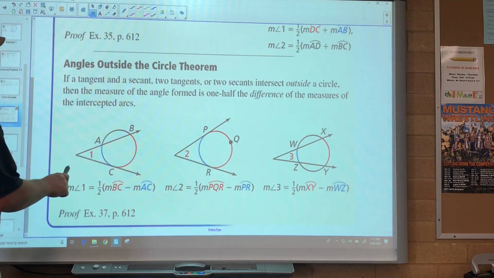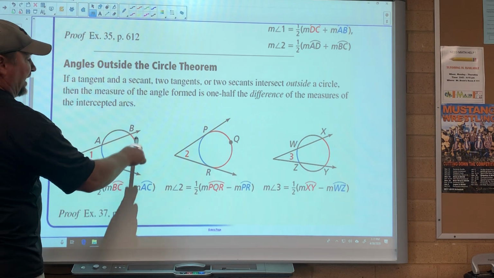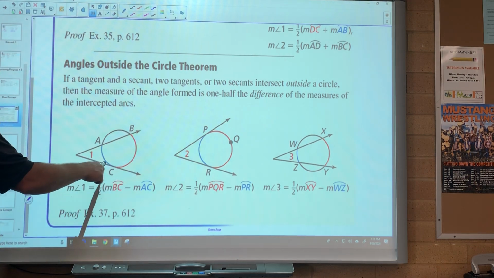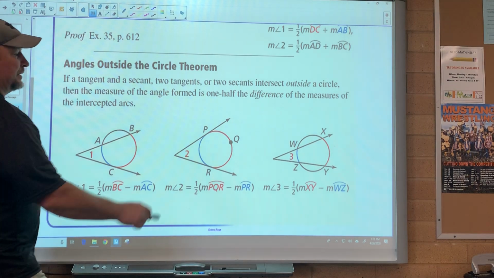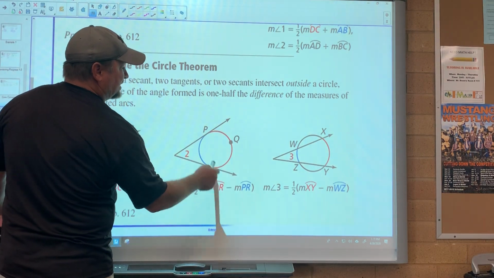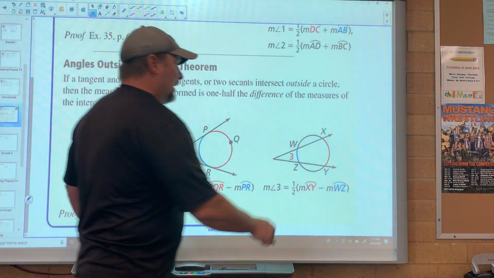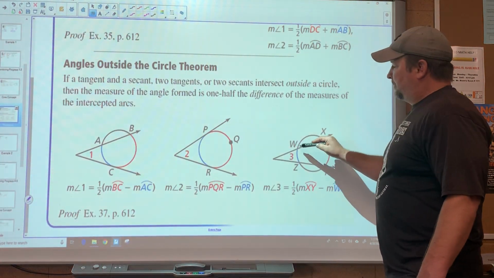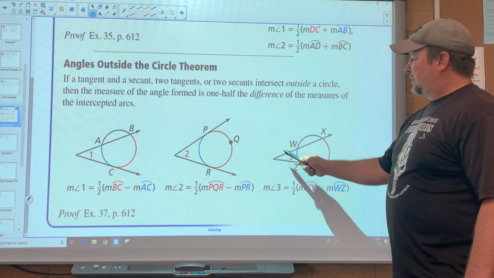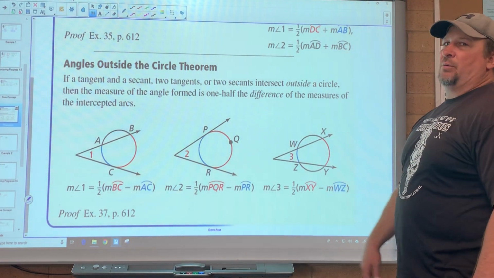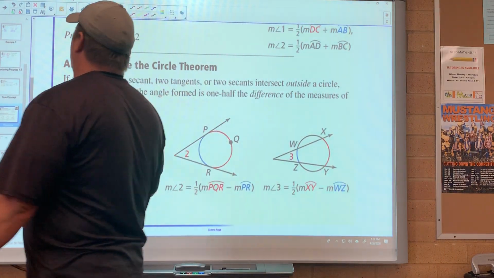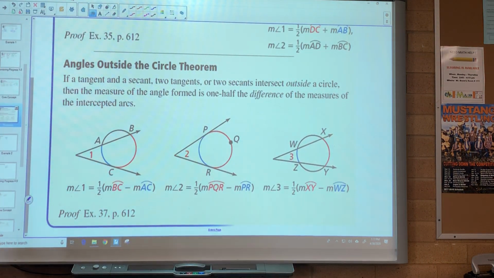It's simple. The angle that is made will always be the big arc, subtract the small arc, cut in half. The big arc minus the small arc, cut in half. It's always that way. Hopefully you'll remember that, and we'll try to go through it as easy as possible, all right?